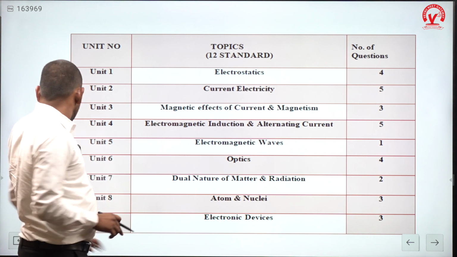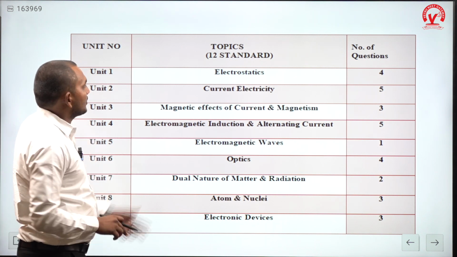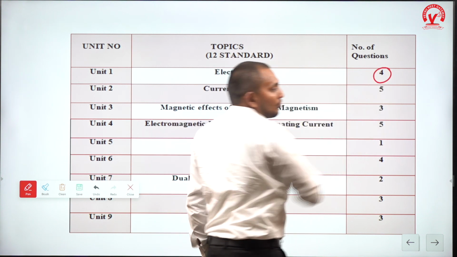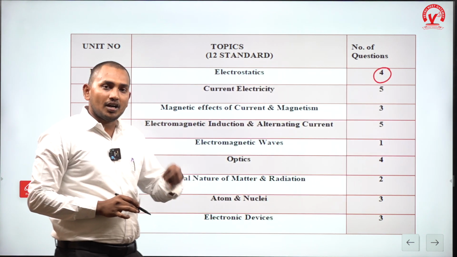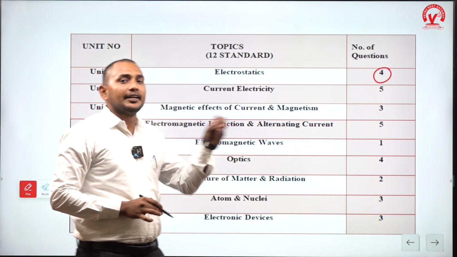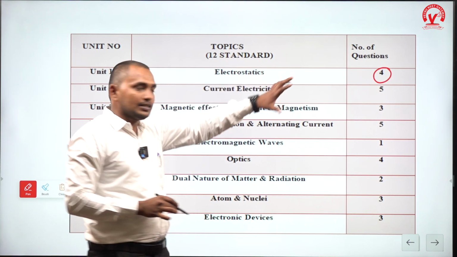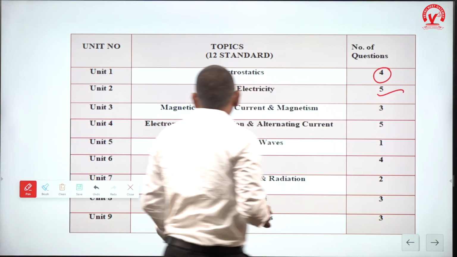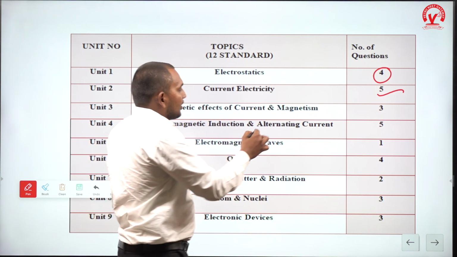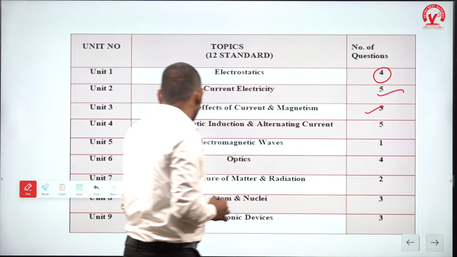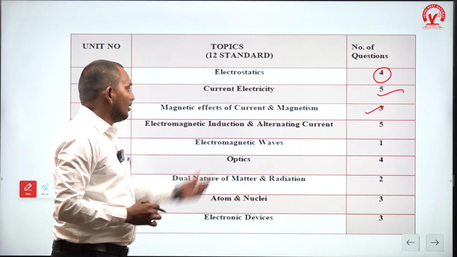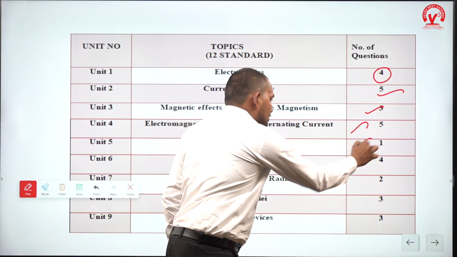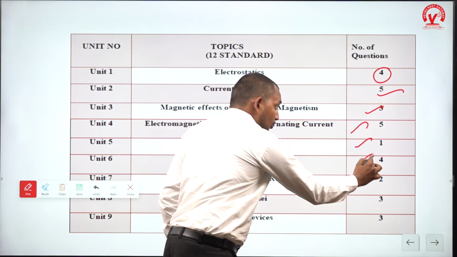Next we come to the second year topics, electrostatics. Here in electrostatics there are 4 questions: fields and charges, as well as potential and capacitance, both chapters carry 4 questions. Current electricity 5, magnetic effects of current and magnetism 3 questions, electromagnetic induction and alternating current 5 questions, electromagnetic waves 1 question, optics 4 questions.